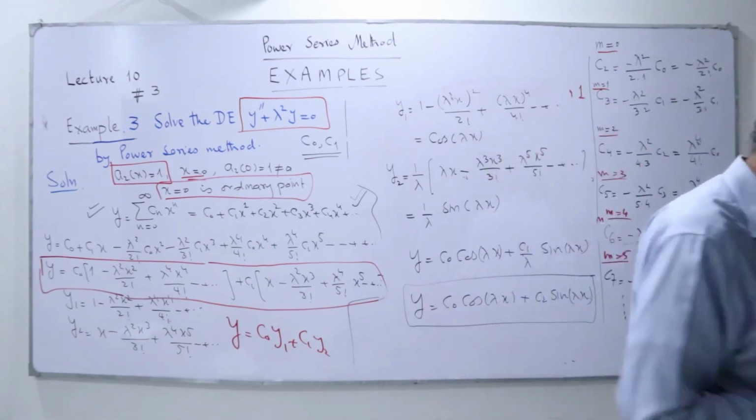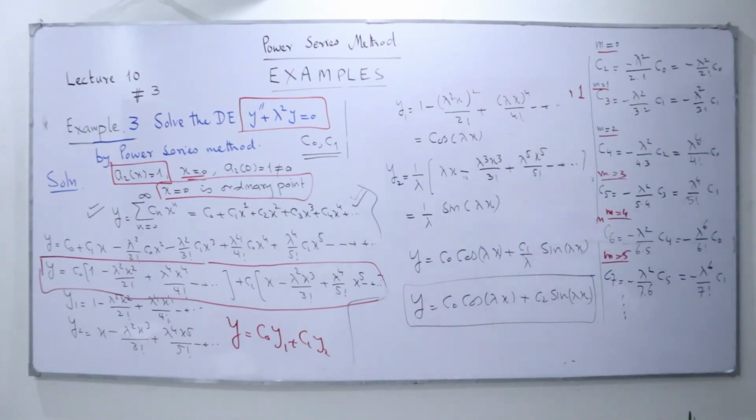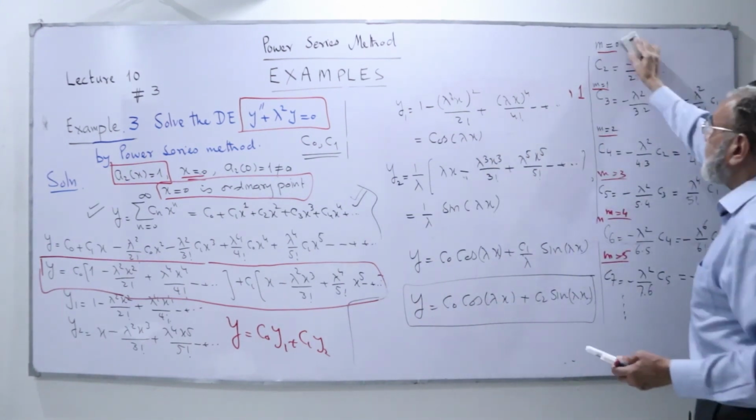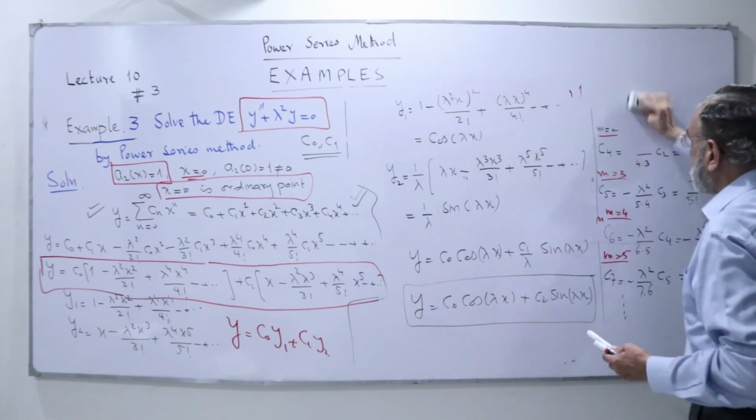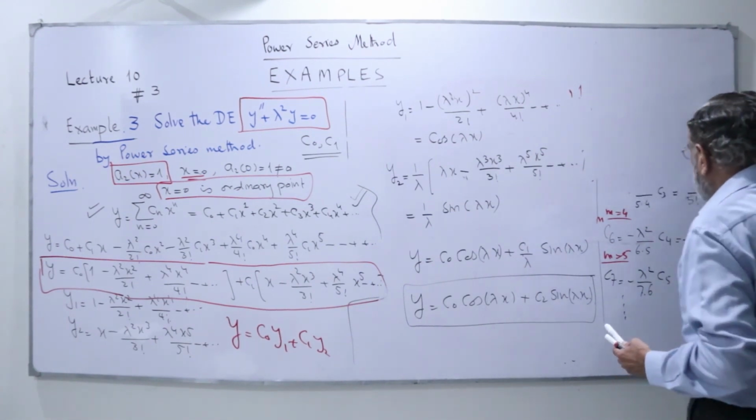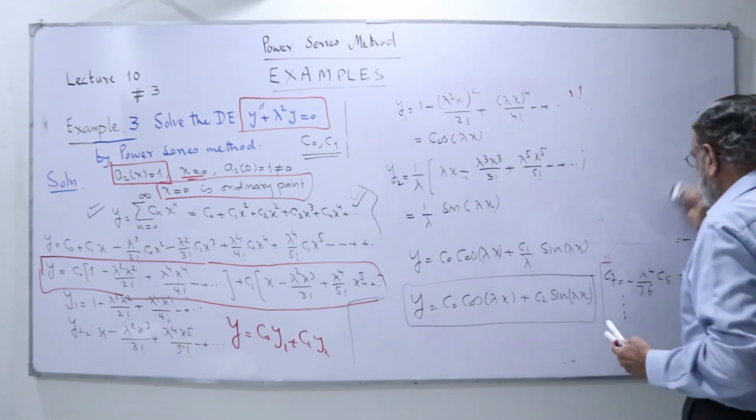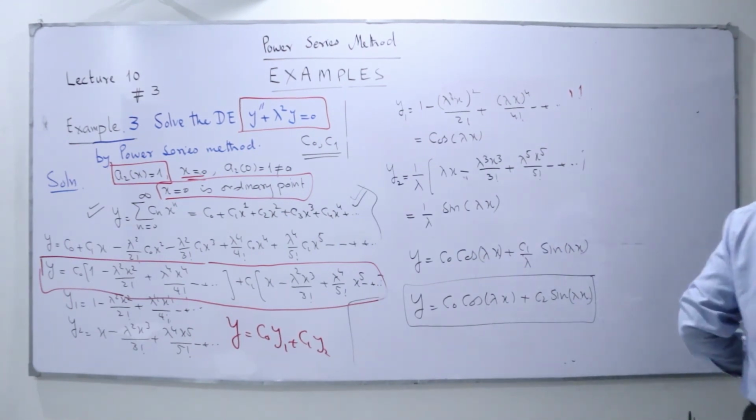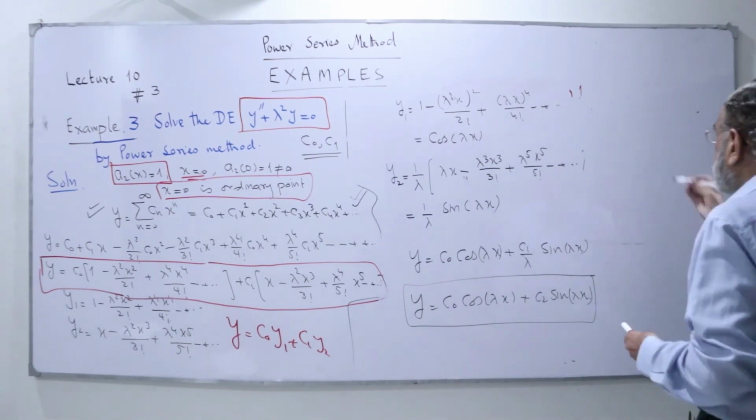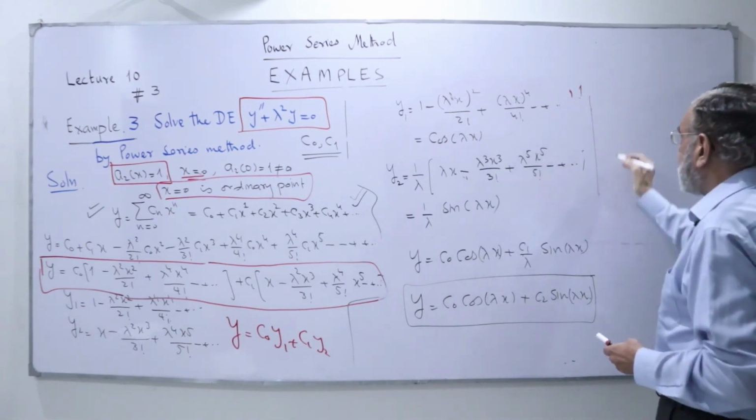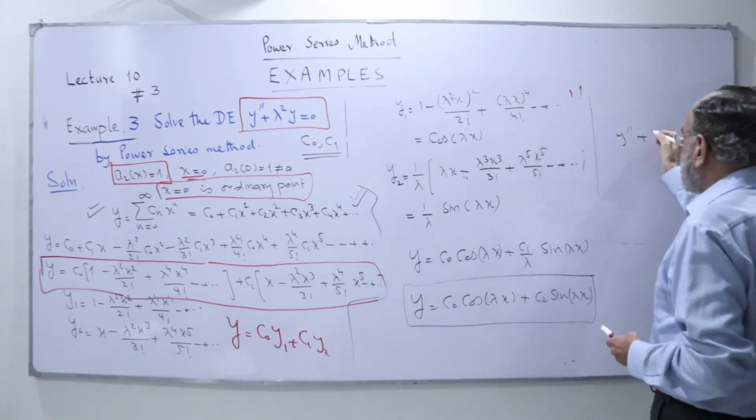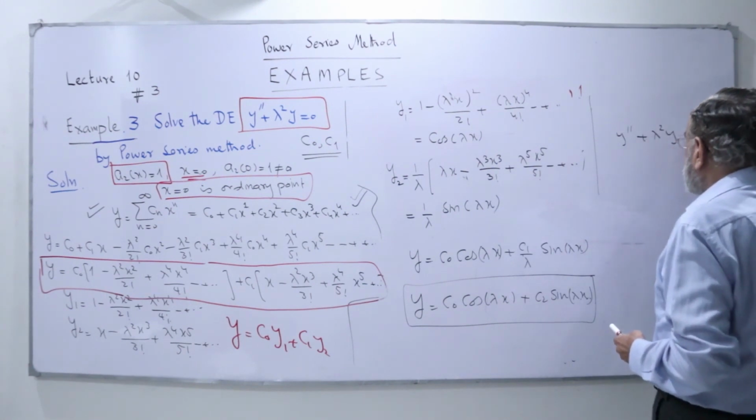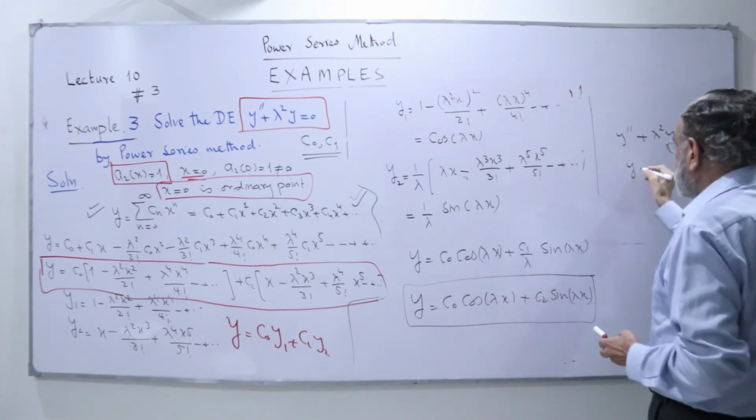Moreover, if we see this problem, this is not a problem where we would need the series solution. It is only to show that we can apply the series solution and get the same result, as a check of the understanding of the series solution. I have the differential equation y double dash plus lambda square y equal to 0.